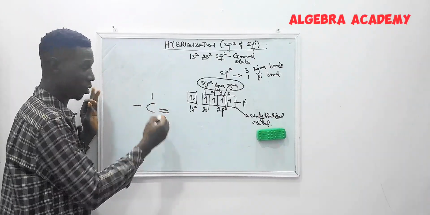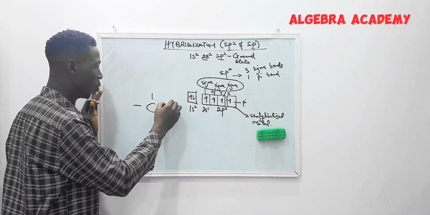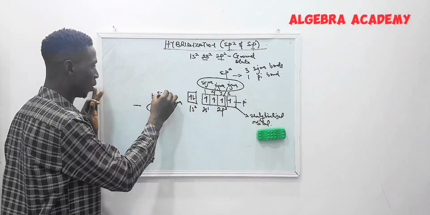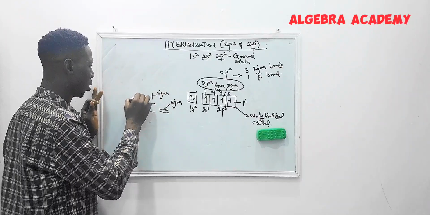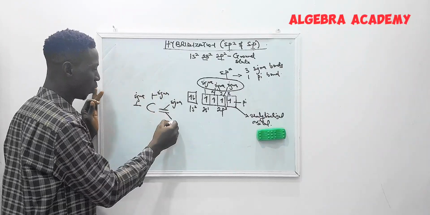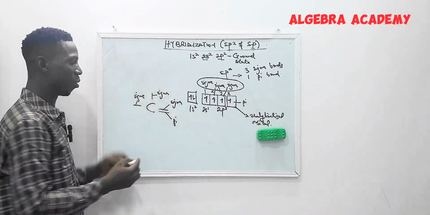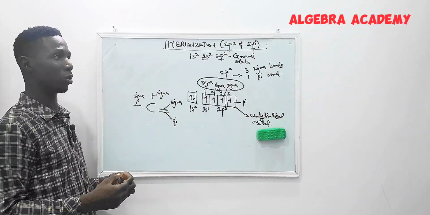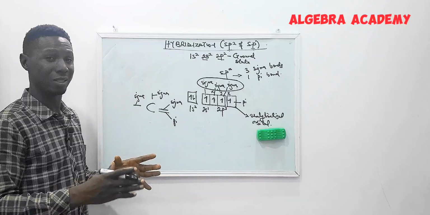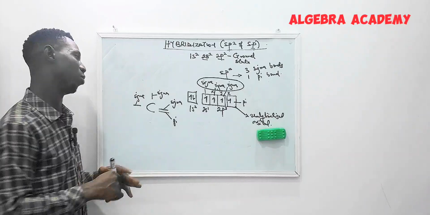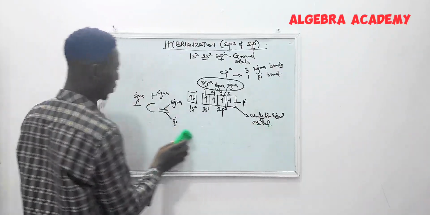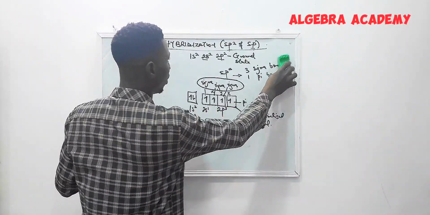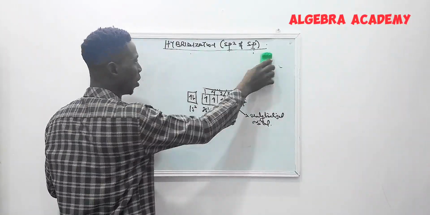One of these 2 will be sigma. You can just pick the one above. You can pick any one actually. This is sigma. This is another sigma. This is another sigma. And the other one is what? Is pi. So around this carbon now, we have 3 sigma bonds and 1 pi bond. And that is what characterizes an sp2 hybridized carbon. Now that is for sp2.